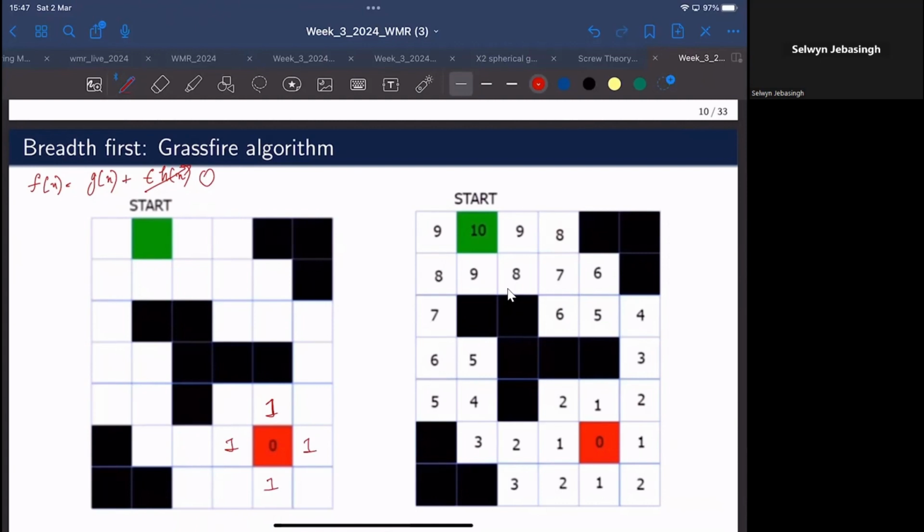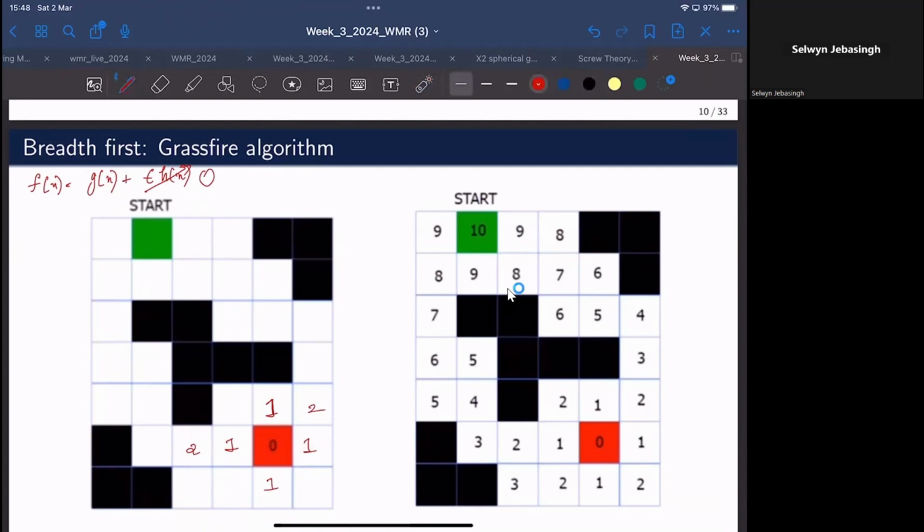And if the block is actually 2 units away from the start position, it will have a cost of 2. For example, this block is actually 2 units from the start position. So all the blocks that are 2 units from the start position will have a cost of 2. And what about this block? That is also 2 units. 1 unit towards right, 1 unit towards top. So this is also 2 units.